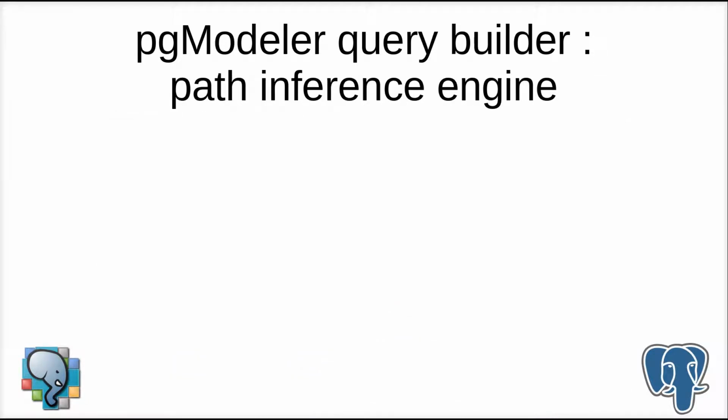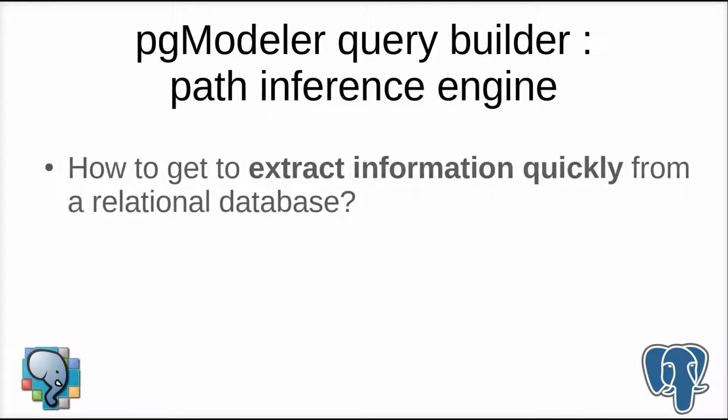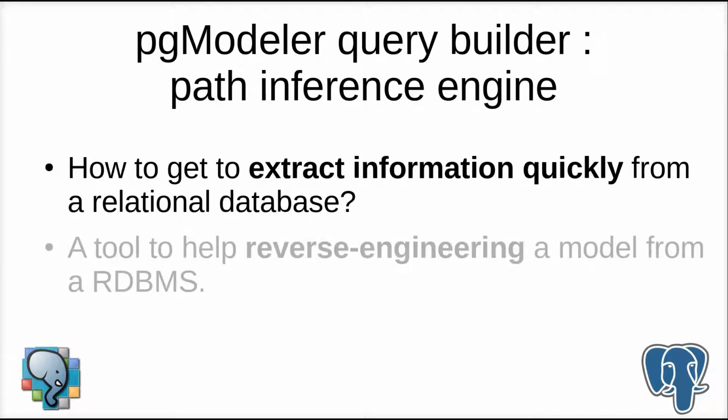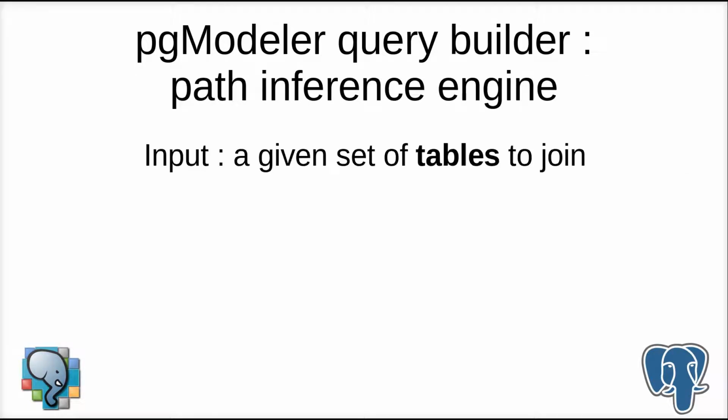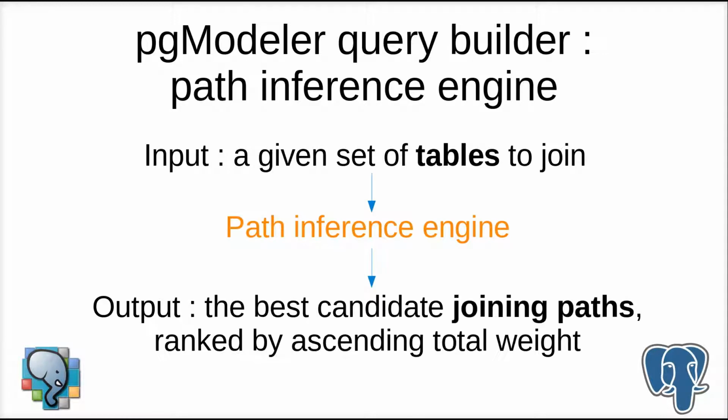What are its goals? Well, first, speed. It helps making stupid queries fast. And second goal, discovery of a model. It can help you find your own path in a maze of relations. The process is pretty easy to explain. You have tables that you want to join in SQL, and you get as output a join sequence.